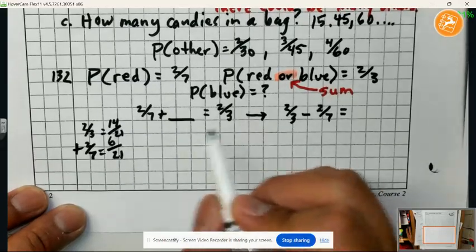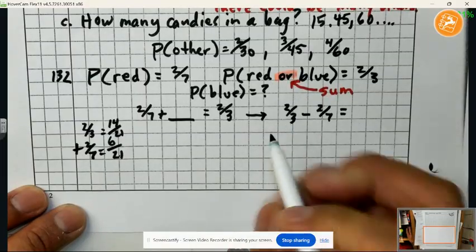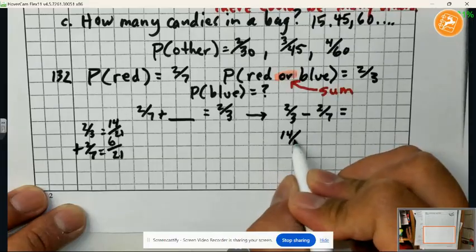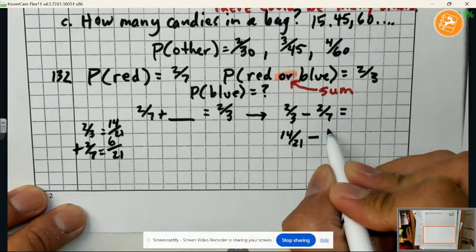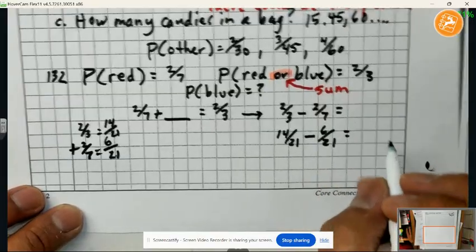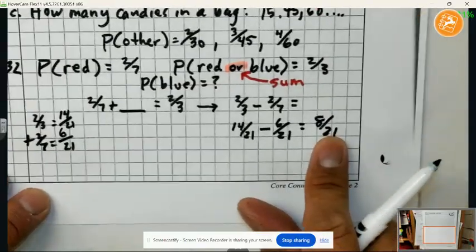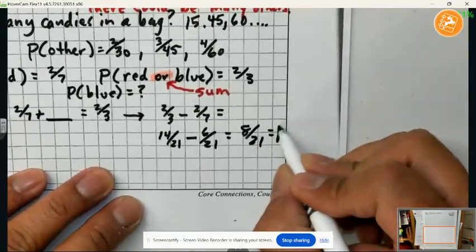So our new problem is 2/3, which is 14 out of 21, minus 6 out of 21, and we will get 8 out of 21. So this is the probability of blue.